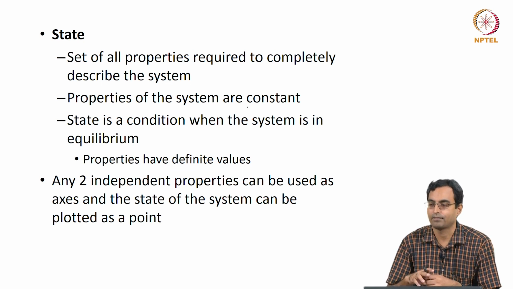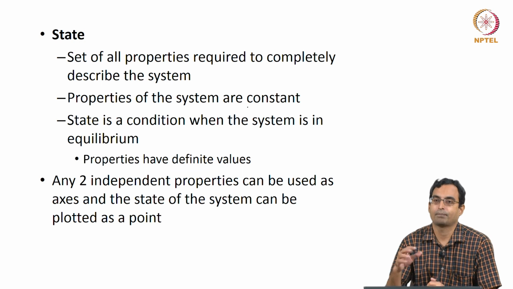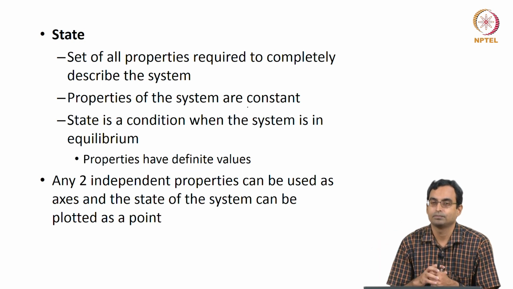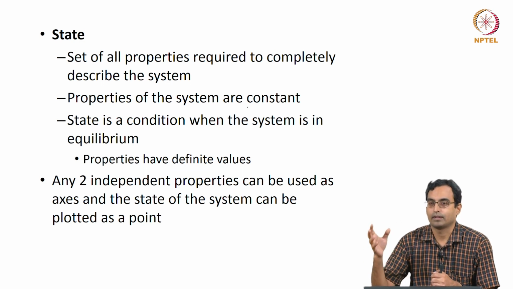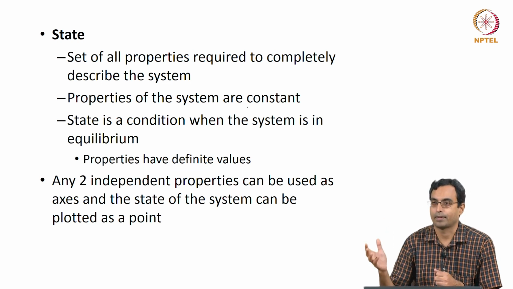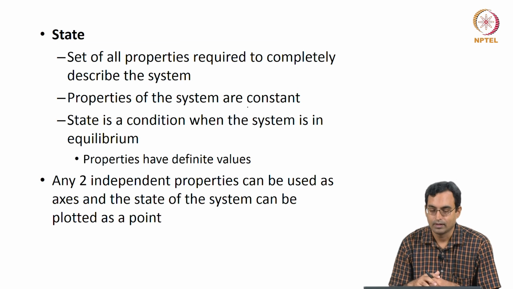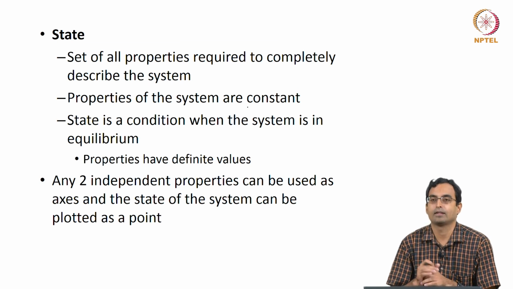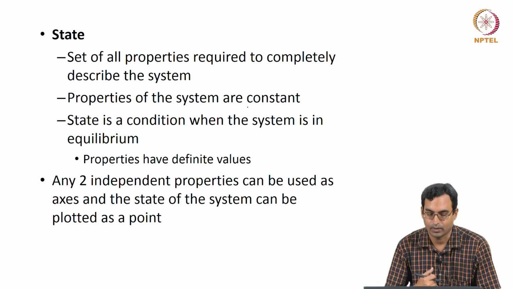So, for example, you have air in this room. If somebody needs to recreate this room, they need to know what is the air, what is it composed of, what is the temperature, what is the pressure, is it moving and so on. So, all of the properties required to describe the system together is what is called the state.